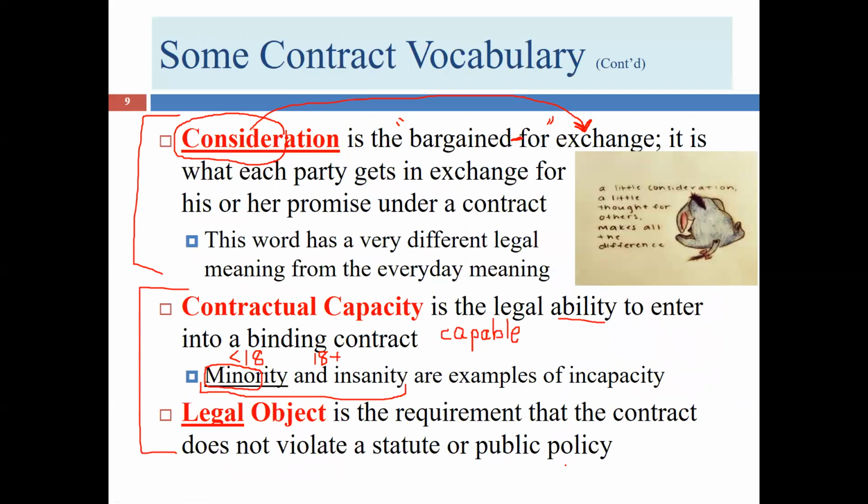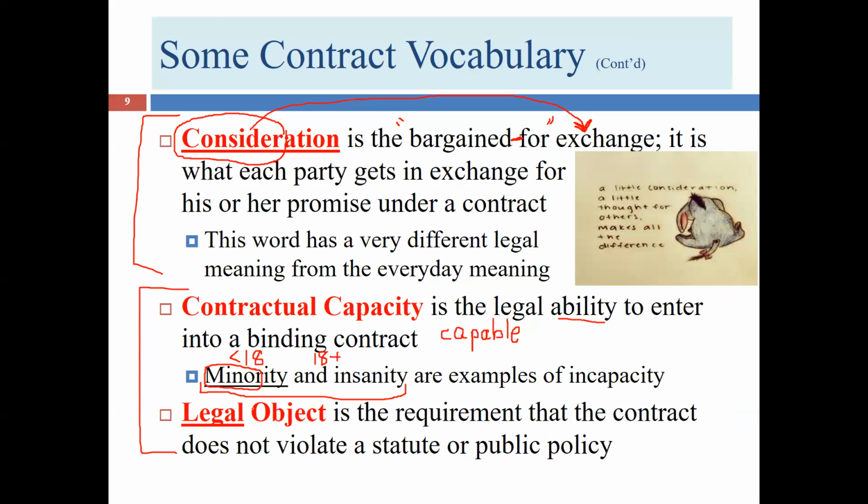I think we all know that if I enter into a contract to sell Bob heroin, and I deliver the heroin to Bob, and Bob writes me a check that bounces, I can't sue him over that. You don't have to be very sophisticated at all to recognize that the court is not going to enforce a contract to buy heroin because it violates a statute as well as a public policy. And so a contract has to have a lawful object.